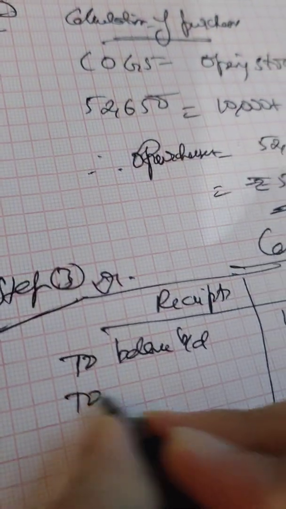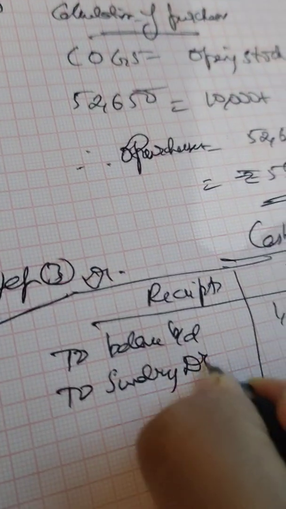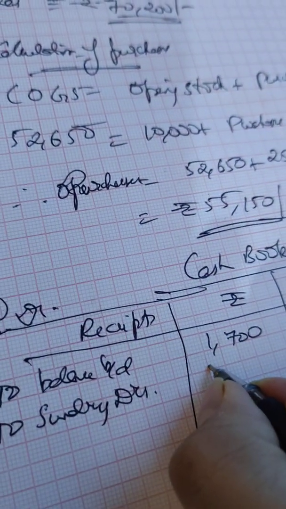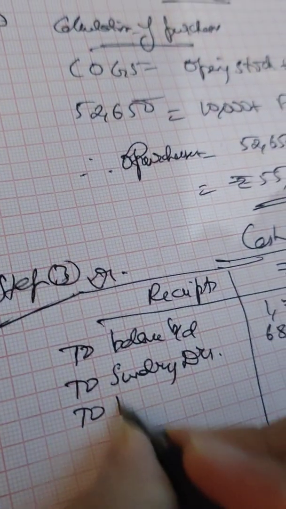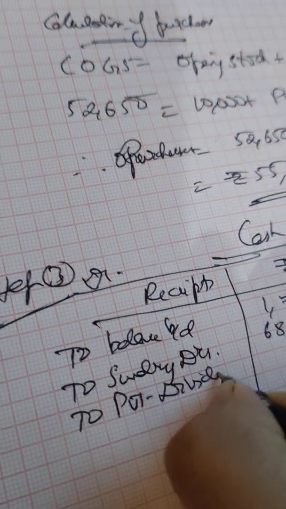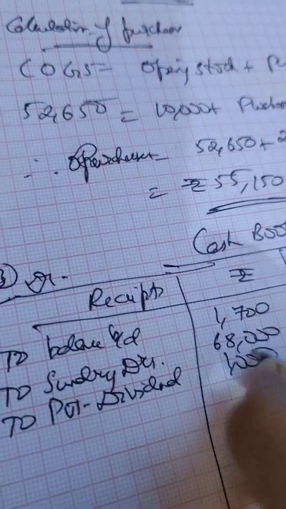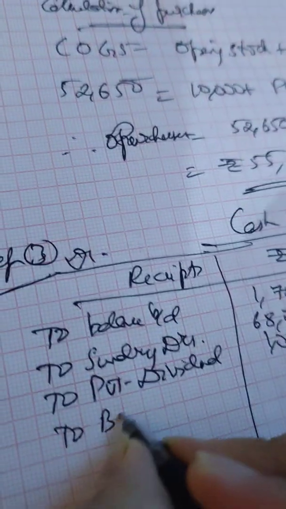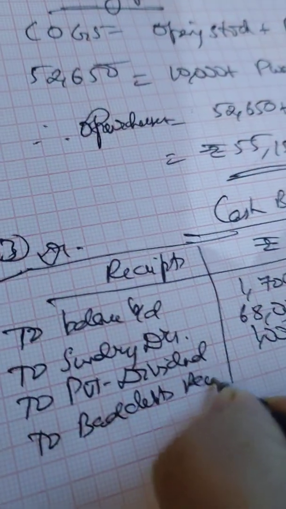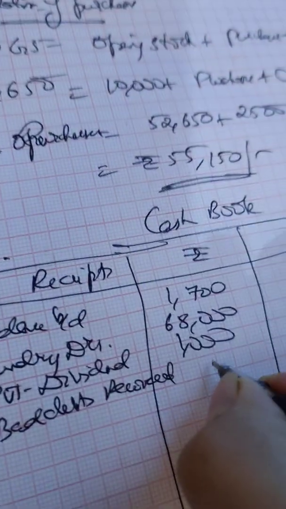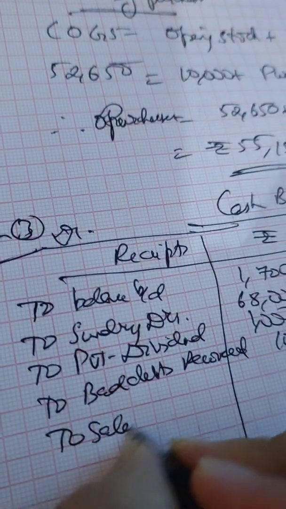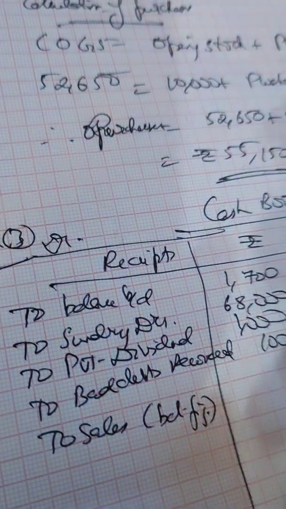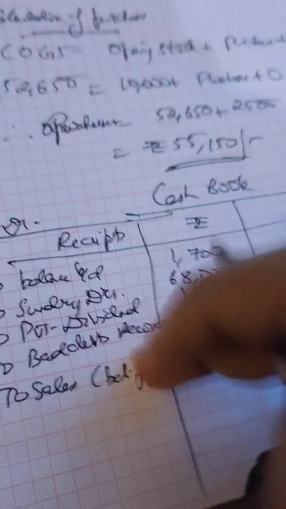1,700. Then to sundry debtors, that is nothing but the cash received, or receipts, isn't it, from the debtors. So 68,000. Write that. Then you have a private dividend, which is nothing but the additional capital, isn't it? So 1,000 rupees. Then what else? We have bad debts recovered, written off already and then recovered, isn't it? So it is 100 rupees given. That is the receipt item, so we have to write here. Then to sales we don't know, so that will be the balancing figure. We can understand because we have already got total sales.